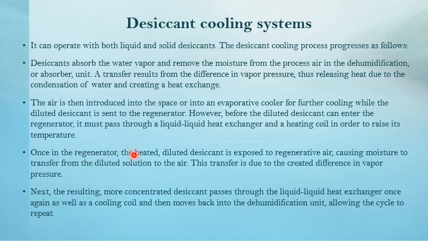Once in the regenerator, the heated, diluted desiccant is exposed to regenerative air, causing moisture to transfer from the diluted solution to the air. This transfer is due to the created difference in vapor pressure. Next, the resulting more concentrated desiccant passes through the liquid-liquid heat exchanger once again, as well as a cooling coil, and then moves back into the dehumidification unit, allowing the cycle to repeat.